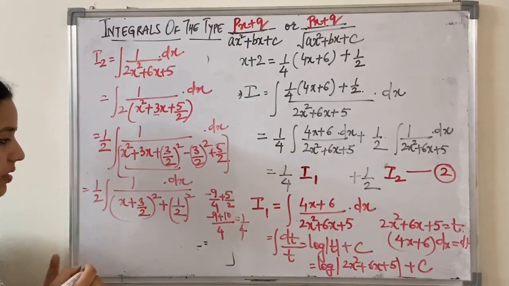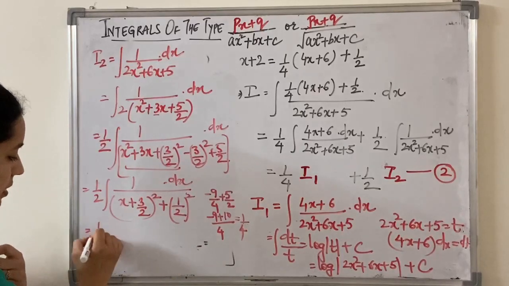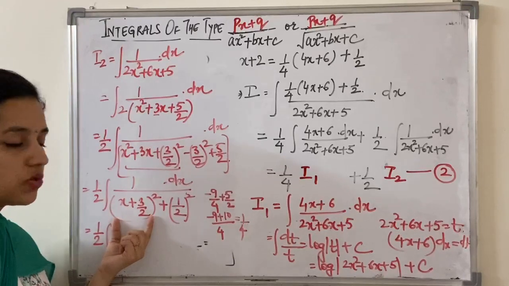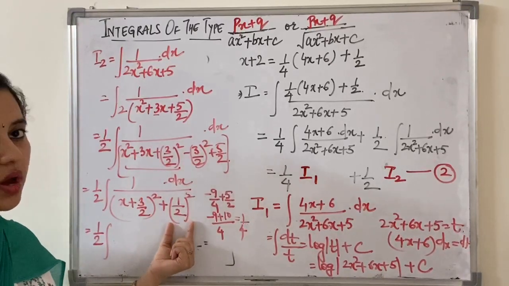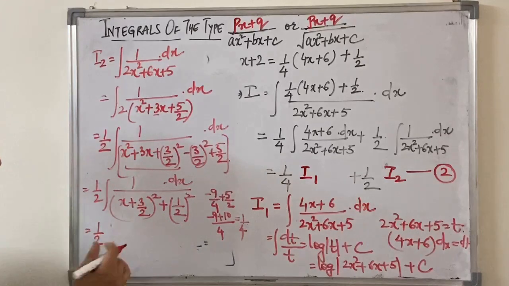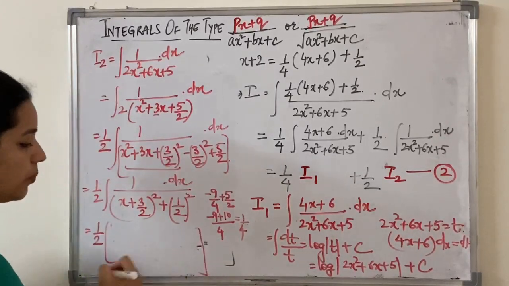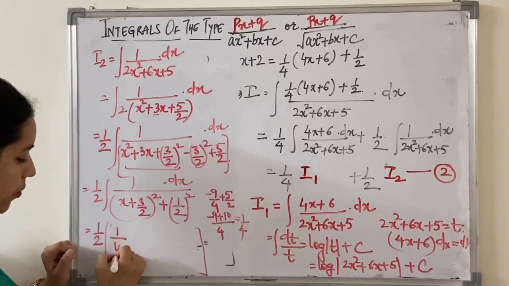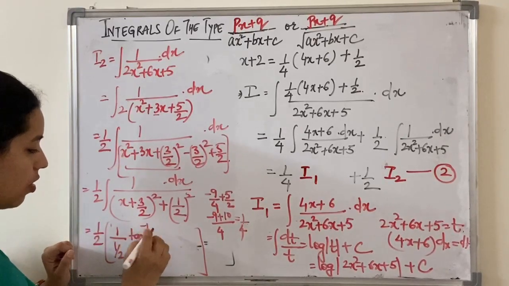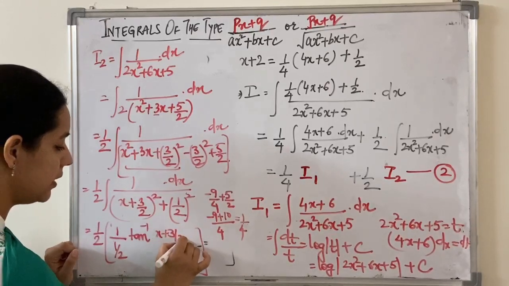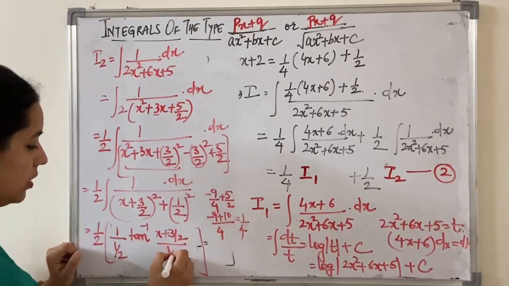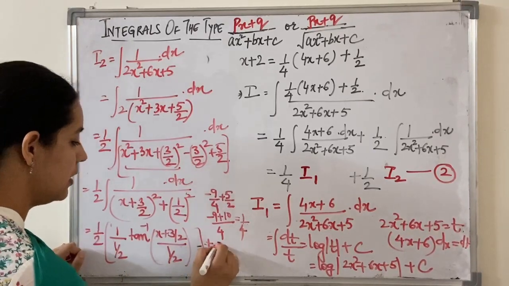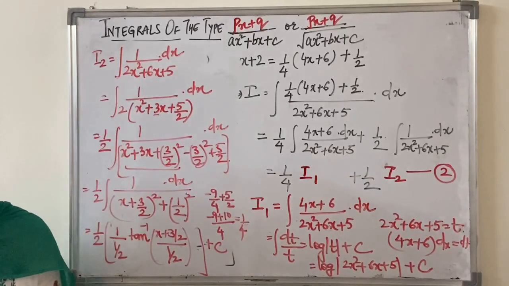Now you can observe that it is one of the 6 forms. It is similar to 1 upon x square plus a square. X here is x plus 3 by 2 and a is 1 upon 2. So we can use that formula. That formula, if you remember, is 1 upon a tan inverse of x upon a. So 1 upon a, that is 1 upon 2, tan inverse of x plus 3 by 2 upon 1 upon 2, plus the constant of integration c.